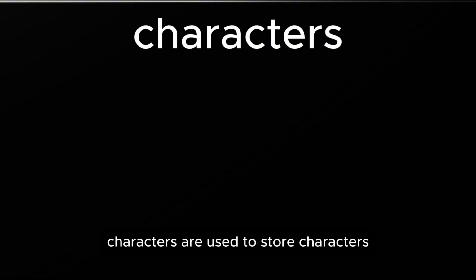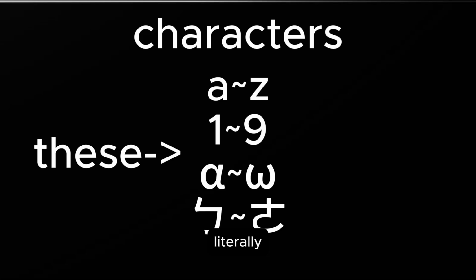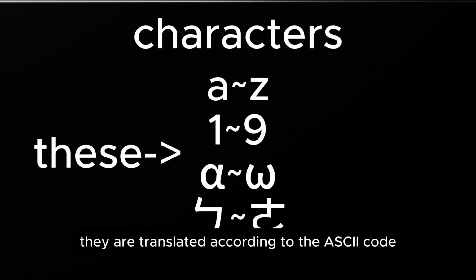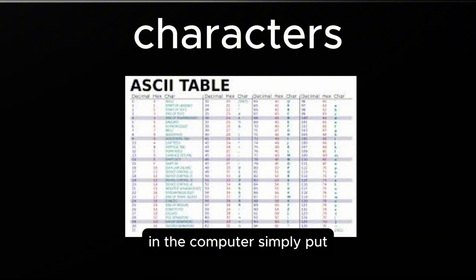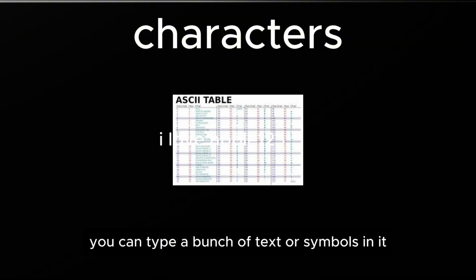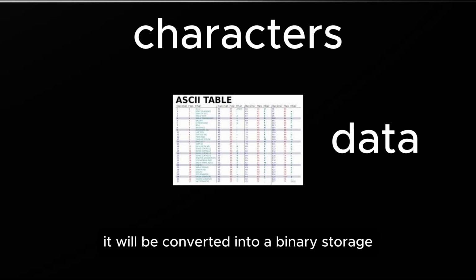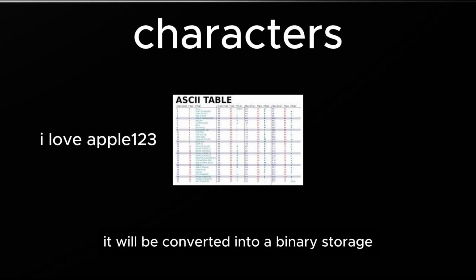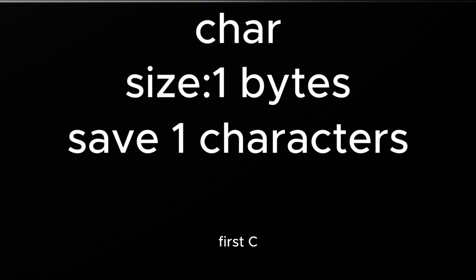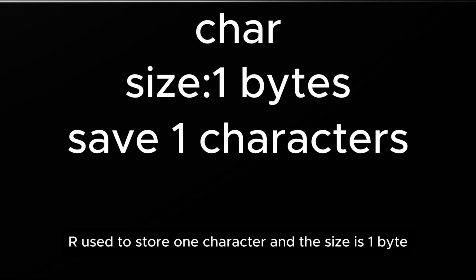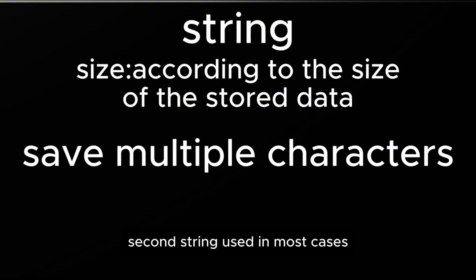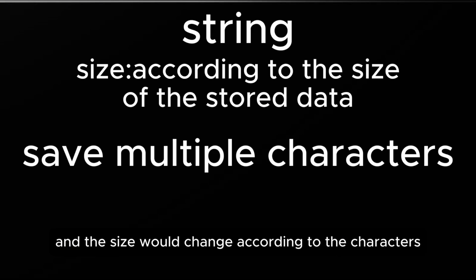Characters. Characters are used to store characters. They are translated according to the ASCII code in the computer. Simply put, you can type a bunch of text or symbols in it. As long as the ASCII code is recorded, it will be converted into binary storage and translated from the system when necessary. First, char, used to store one character, and the size is 1 byte. Second, string. Used in most cases, it can store many characters and the size will change according to the characters stored.